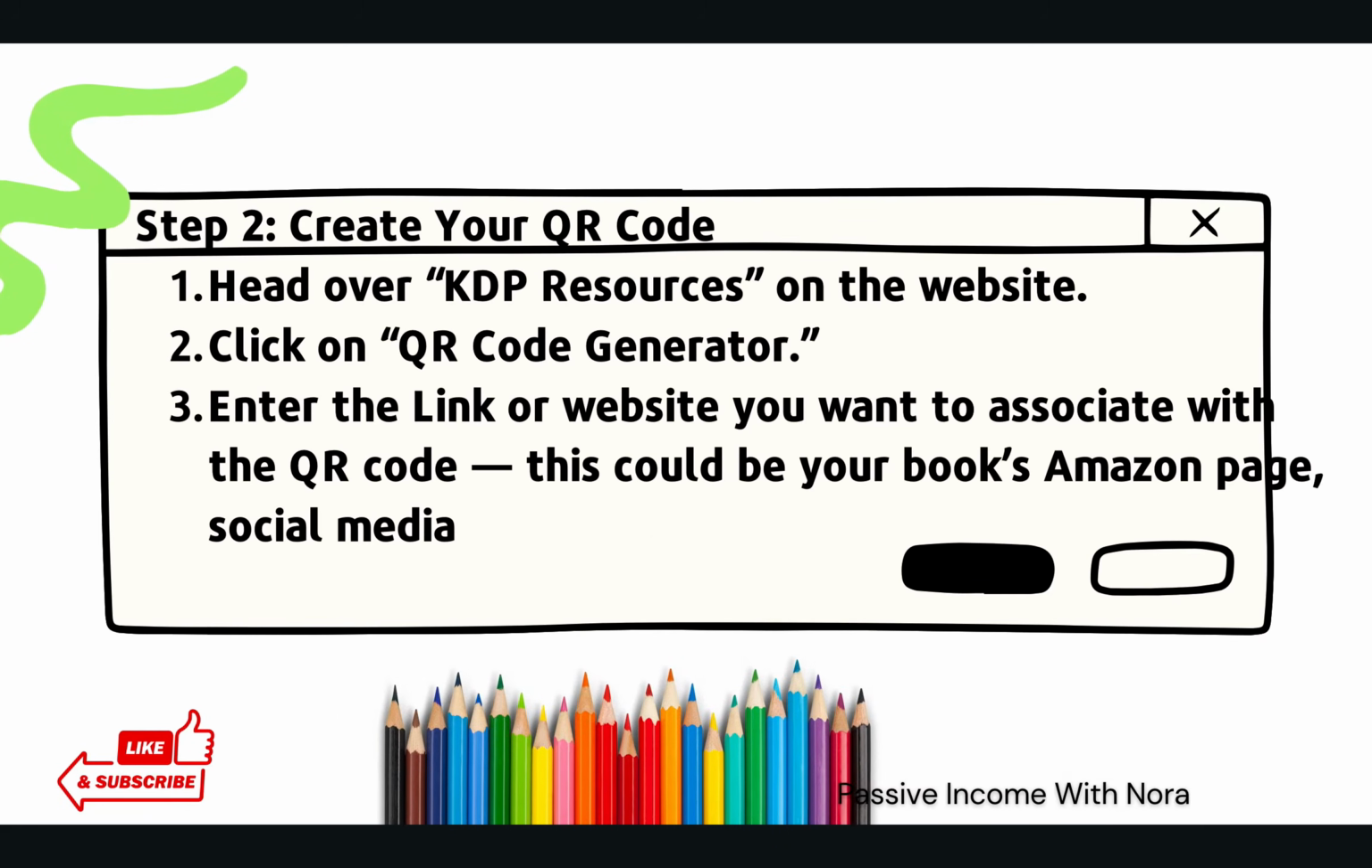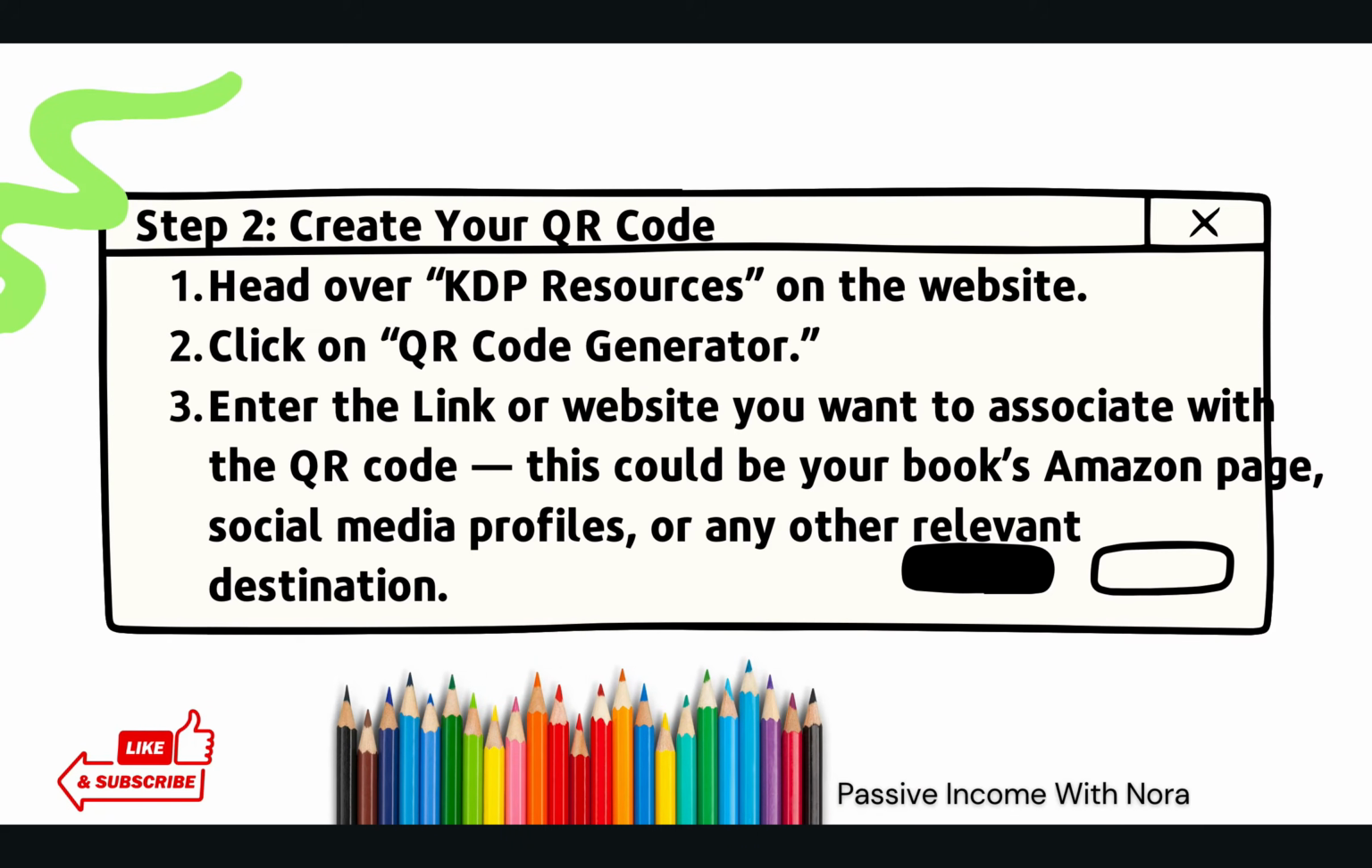Step 2 is creating your QR code. Creating the QR code has always been a challenge, but here we're going to simplify it for you. First off, head over to KDP resources, which you can find on the website. Then click on the QR code generator, and simply enter the link or the website that you want to associate with the QR code. This could be your book's Amazon page, the social media profiles of your brand's page, for example, or any other relevant destination that you want to link to. Step 3 is to download your QR code.